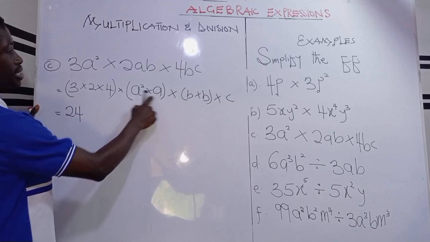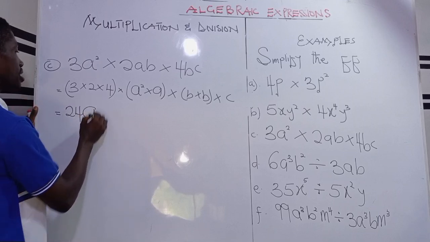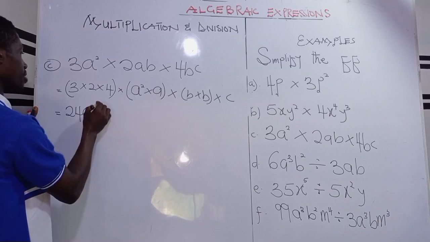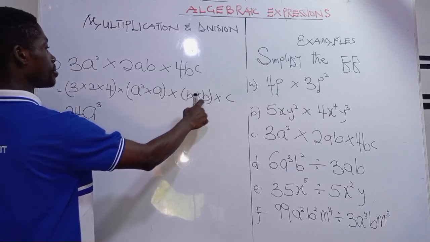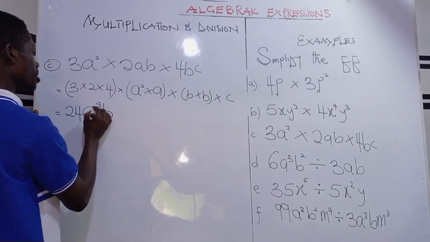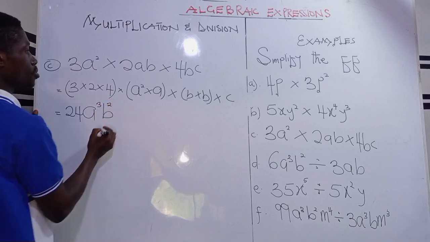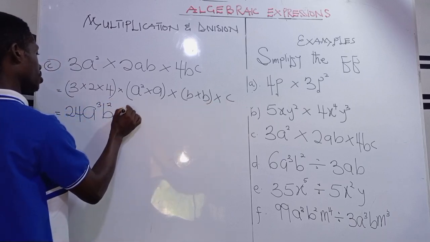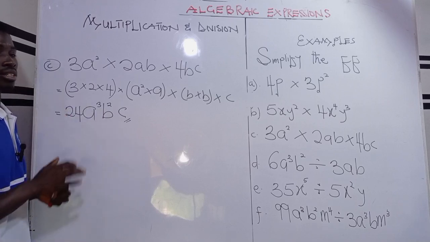Now, the bases are the same, they are multiplying. Indices, we are going to pick one of the bases, we add their exponents. 2 plus 1 will give us 3. Now, the bases are the same, they are multiplying. Indices, we pick one of the bases, we add their exponents. 1 plus 1 will give us 2. And then lastly, we have c. So that is that. I guess you have this very answer.